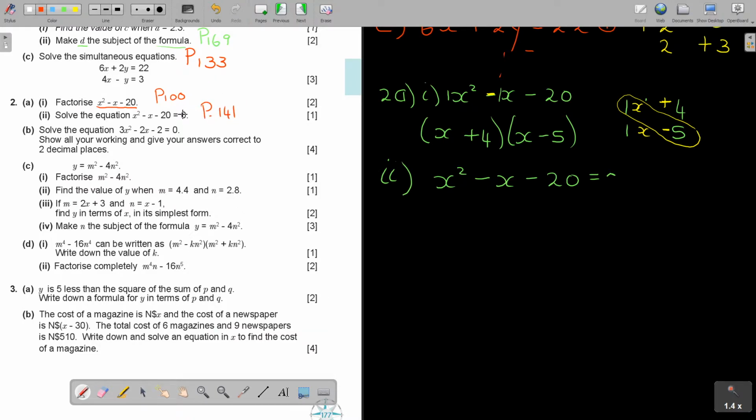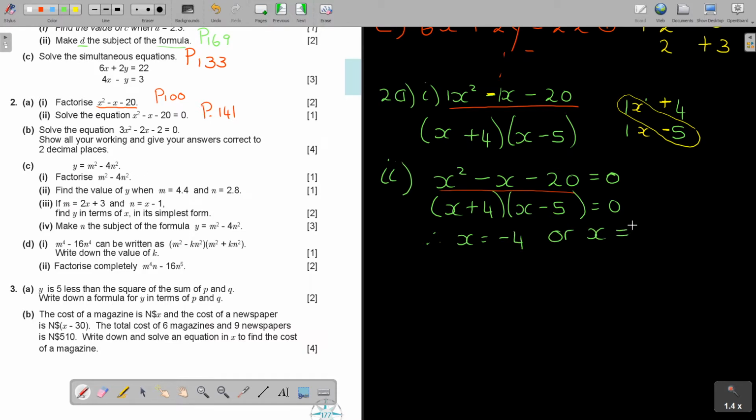Okay, how to solve quadratic equations by making use of factorization. In this case, they want you to use this answer. Do you notice that this is exactly the same as this? So it's x plus 4, x minus 5, and that's 0. So therefore, x is equal to negative 4 or x is equal to 5.